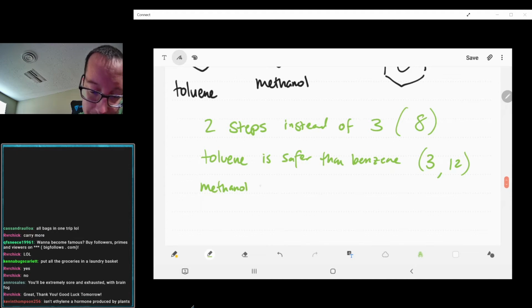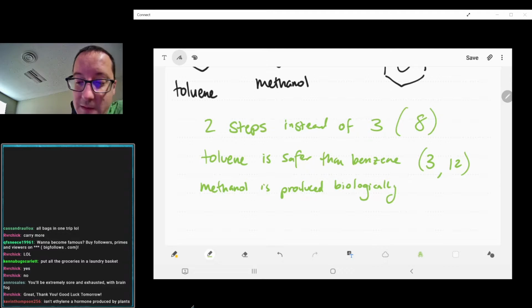Methanol is produced biologically in volumes and is a liquid, so it's going to be easier to deal with. While, yes, ethylene is produced by plants, that's not where it's isolated for industrial purposes. Just the amount is not worth it. It's already part of natural gas, so it's just easier and more economical to separate it from the natural gas.